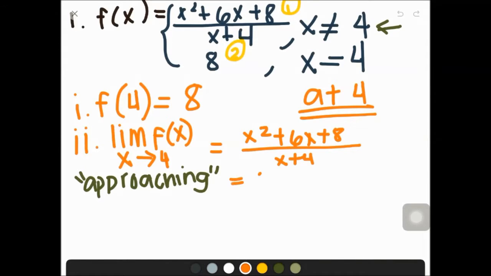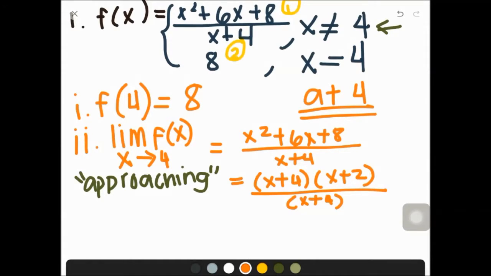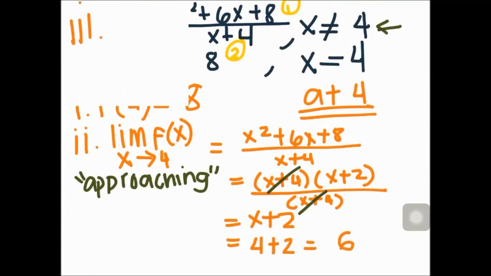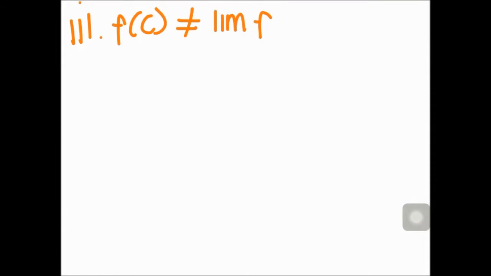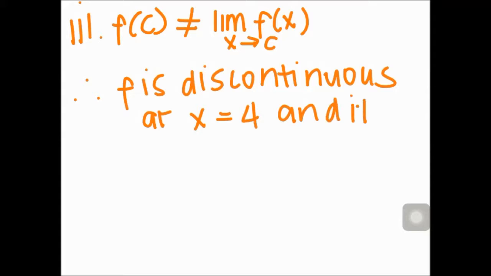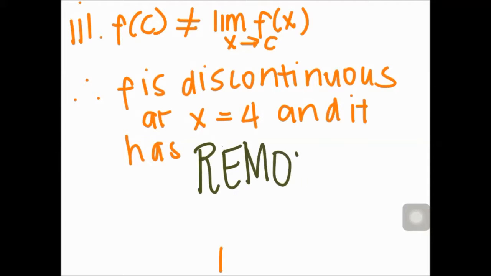If we factor this, we get x plus 4 times x plus 2 all over x plus 4. We cancel out the common terms, leaving us with x plus 2, which at 4 is 4 plus 2, equal to 6. F of c is not equal to the limit of f of x as x approaches c. Therefore, f is discontinuous at x equals 4, and it has removable discontinuity.